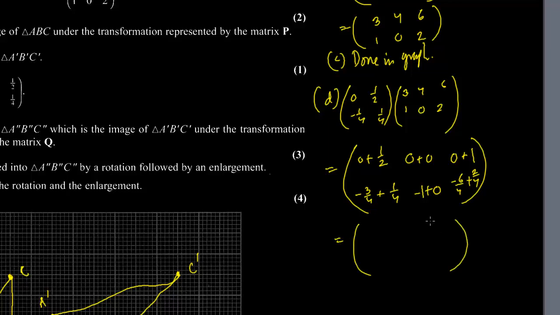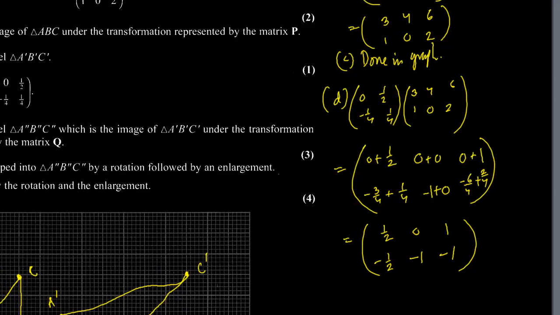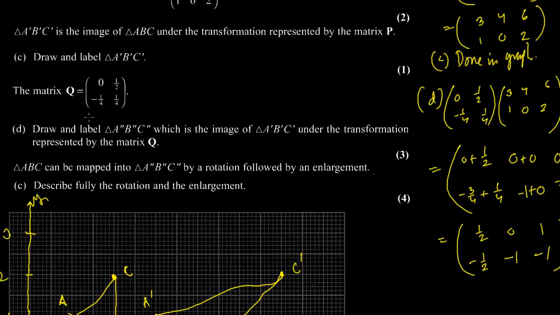So the calculation is going to be 0 plus half is half, 0, 1. 1 by 4 minus 3 by 4 is going to be minus half. Minus 1 plus 0 is minus 1. And this is going to be 2 minus 6 is minus 4 divided by 4 is minus 1. So now we have to put this in question number D. We have to draw and label triangle A double prime, B double prime, C double prime. So let's do that.